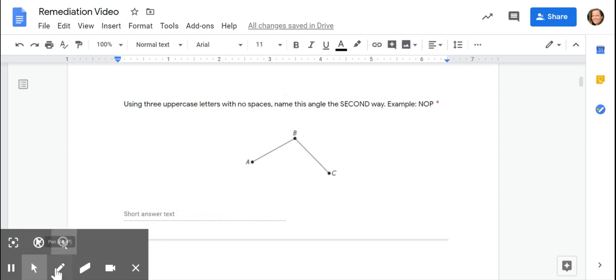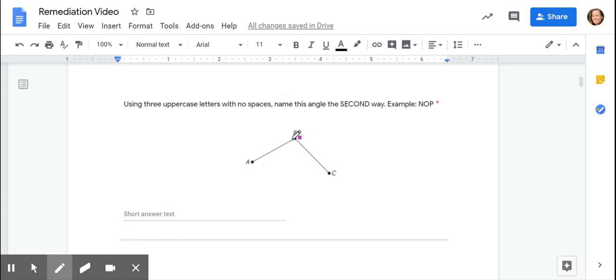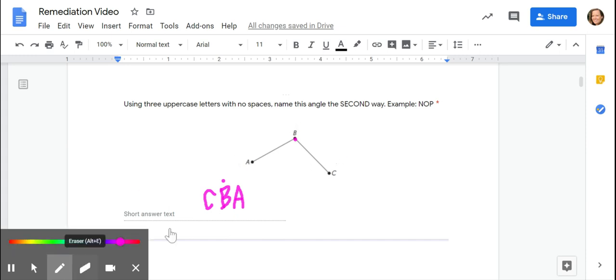The second question wanted us to name the angle another way. So if we already used A, B, C, we know B has to be the middle point, which is the vertex. The other way is C, B, A. Again, capital C, capital B, no spaces, capital A. The B has to be in the middle because it is the vertex. And then A and C, it doesn't really matter. Either way that you name it is right, but there are 2 possible ways to name this angle.